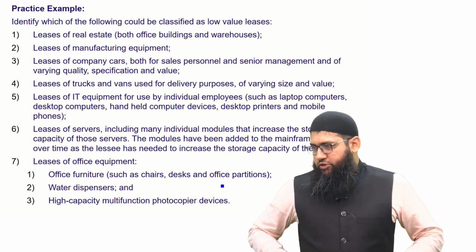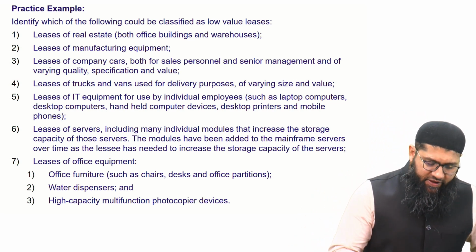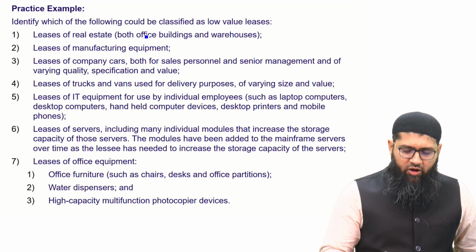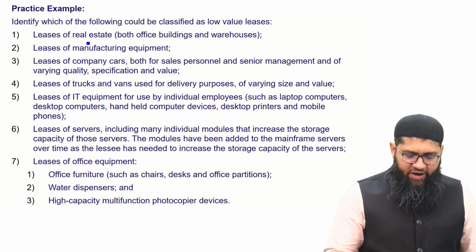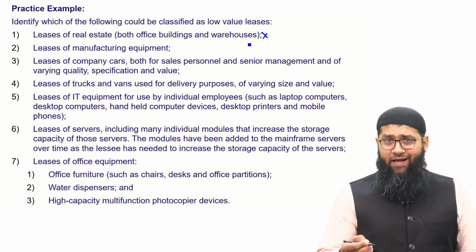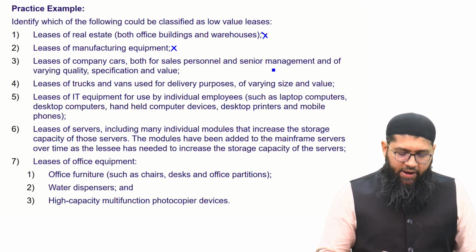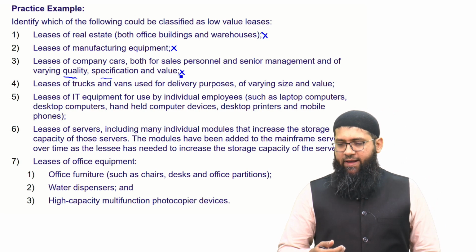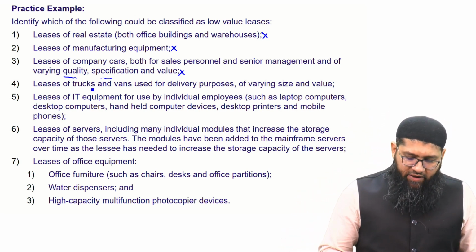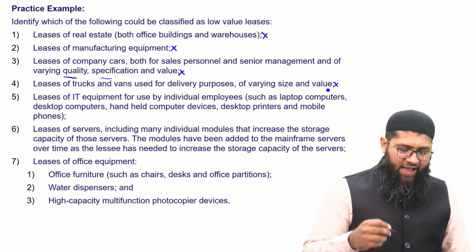Okay. So I could see that you people have actually completed it. Now I'm going to start discussing this. It says identify which of the following would be classified as low value leases. Leases of real estate, both office and buildings. No, it won't be. It's a high value lease. Leases of manufacturing equipment. No. Leases of company cars, both for sales personnel and senior management, and of varying quality, specs and value. So again, it's not a low value item, it's a high value item. Leases of trucks and vans used for delivery purposes of varying size and value. Again, not low value, it's a high value item.